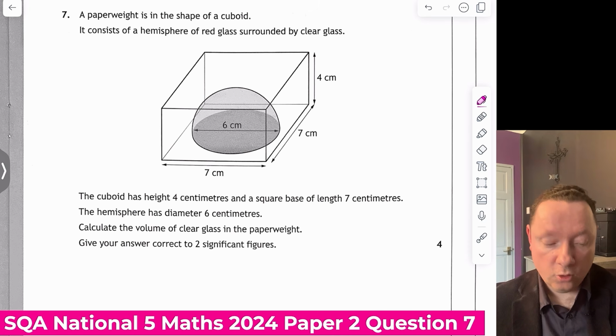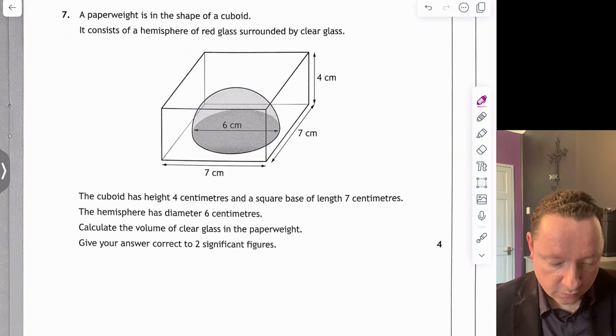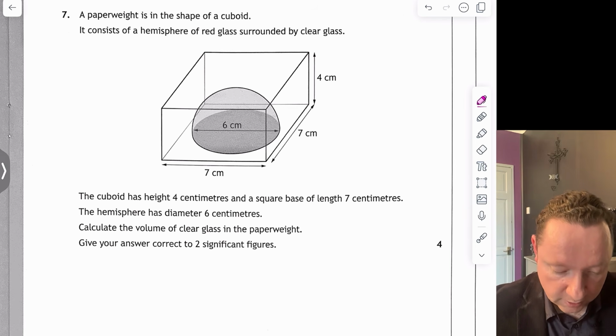Maths 2024, paper 2, question 7. A paperweight is in the shape of a cuboid. It consists of a hemisphere of lead glass surrounded by clear glass. The cuboid is 4 centimetres with a square base of 7 by 7. And the hemisphere has a diameter of 6. Calculate the volume of the clear glass in the paperweight.